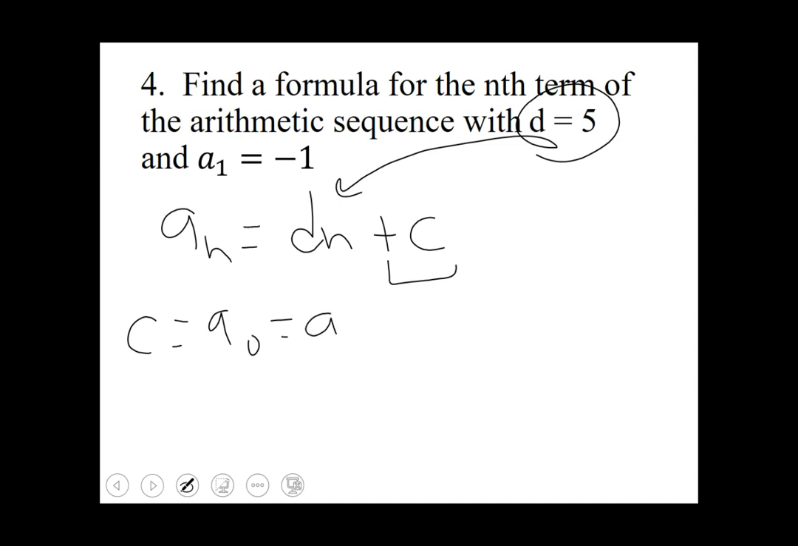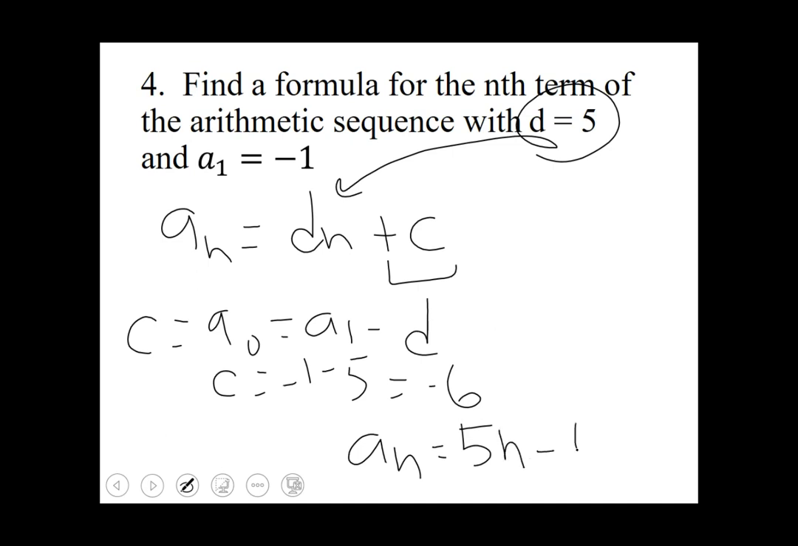In order to find that, you're always going to do the first term, which we know, minus the common difference, which we also know. So c is going to be equal to -1 minus 5, which is equal to -6, which means that the formula for this particular arithmetic sequence is a sub n equals 5n minus 6. So this formula represents this arithmetic sequence. And again, once I have this formula, I could now find any term in the sequence that I wanted by plugging in the appropriate n value.